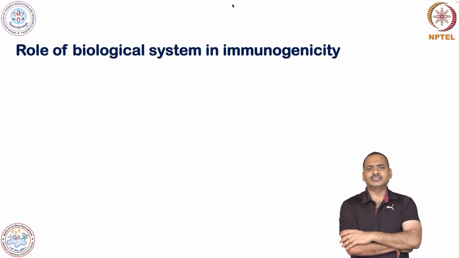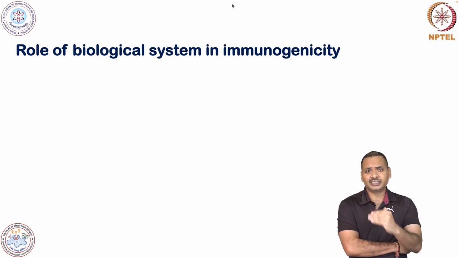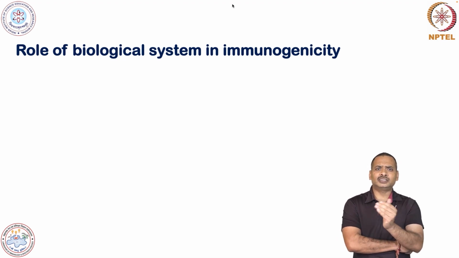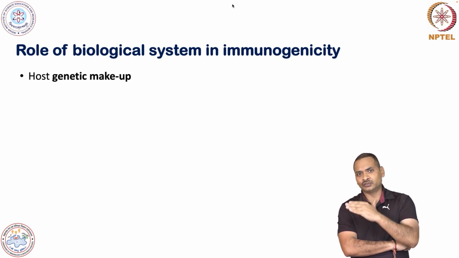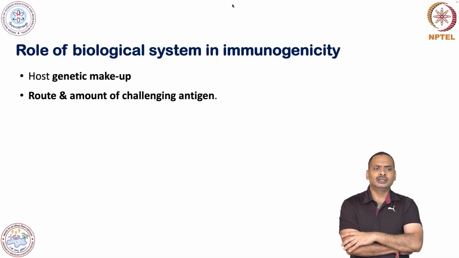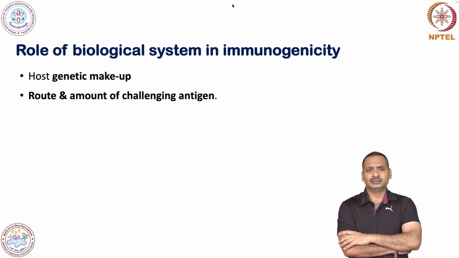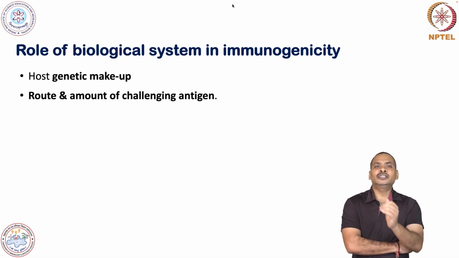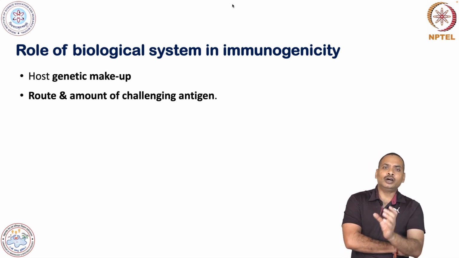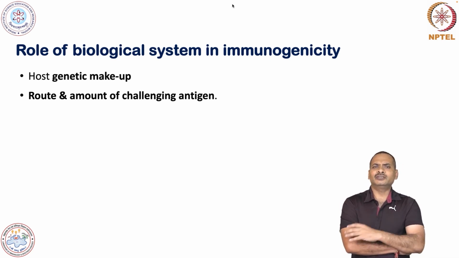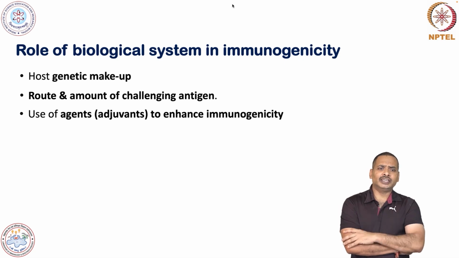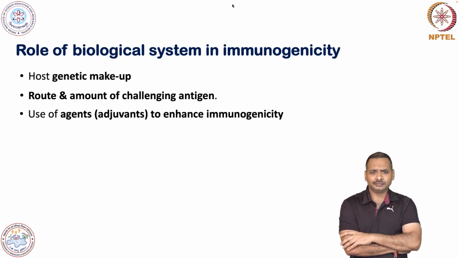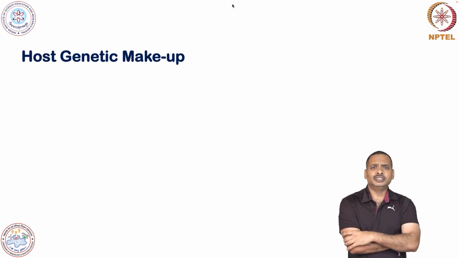Now, the role of the biological system in immunogenicity. There are several roles of the system. One is the host genetic makeup, the genetics of the host. I will explain in more detail. Another is the route and amount of the challenging antigen or immunogen: by which route you are introducing the antigen, and how much amount. If it is extremely low, then it will not be good. Then there is the use of some agent, which we call an adjuvant, to enhance immunogenicity. Now let us take up each one.